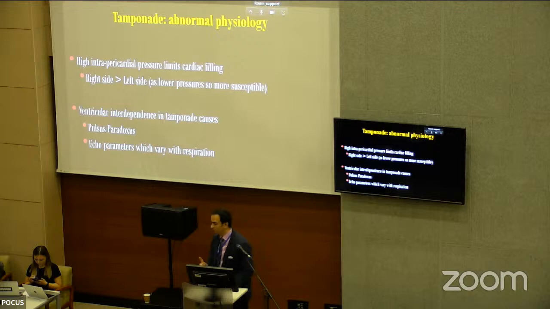So the question, this is a question. Yes. When do you think in tamponade you will see collapse of the left chambers before the right?